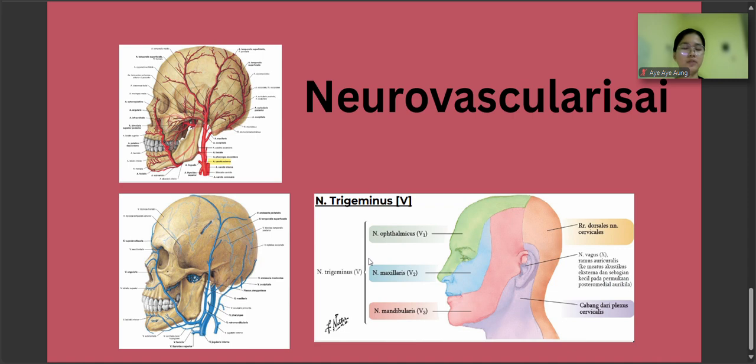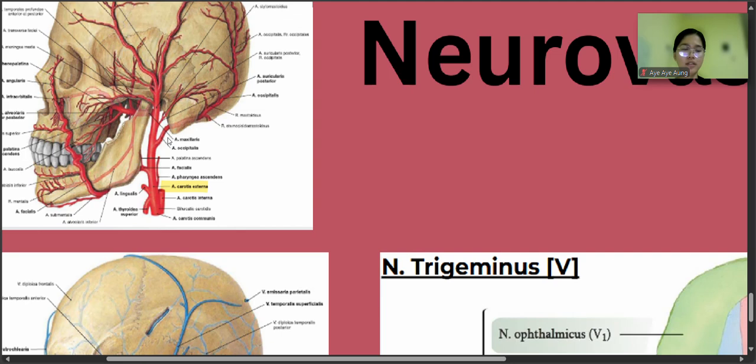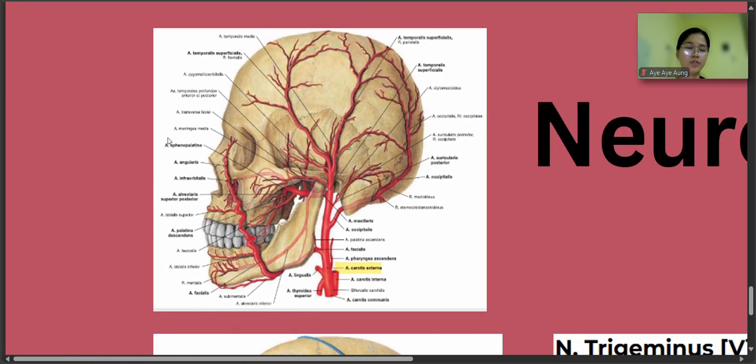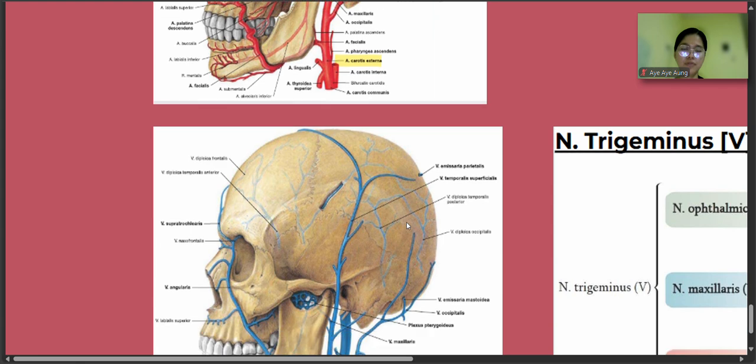Okay, so we move on to neurovascularization. The first one is arterial vascularization. Facial arteries mainly branch from the external carotid artery, with minor contribution from the internal carotid via the ophthalmic artery. These branches, like the facial, maxillary, and superficial temporal arteries, ensure a rich blood supply for facial tissues.